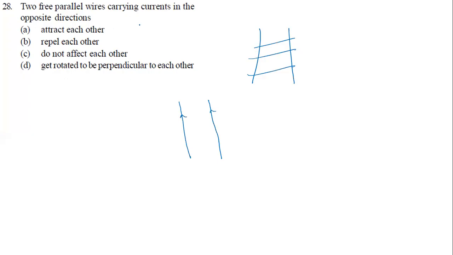Okay, and they carry current in what direction? Opposite direction. One is carrying current like this, one is carrying current like this, opposite direction. Now tell me, students, whether they attract or repel. They repel each other. From where? Again from Fleming left-hand rule. This is from force between two parallel current carrying conductors. One mark question for PU board.